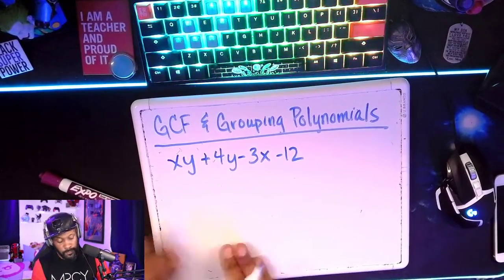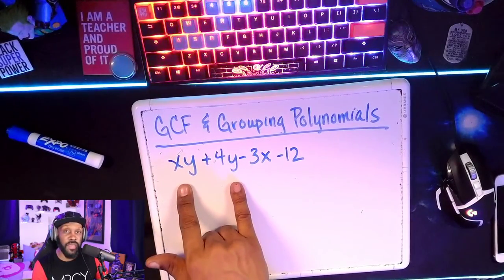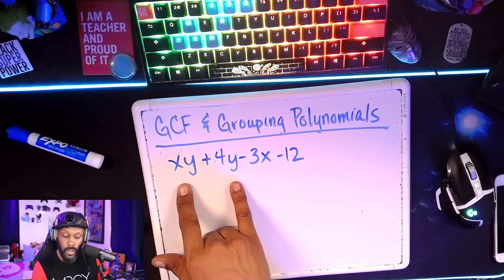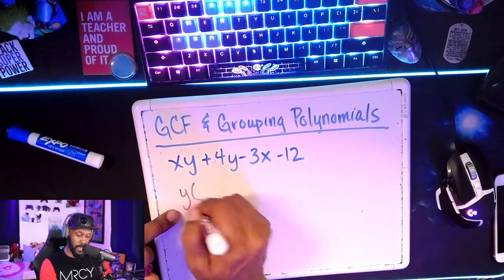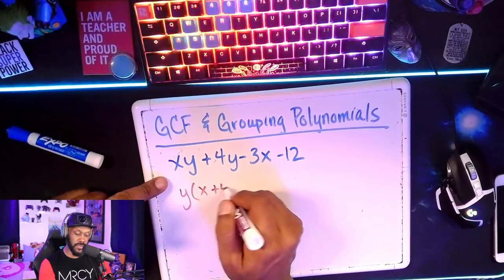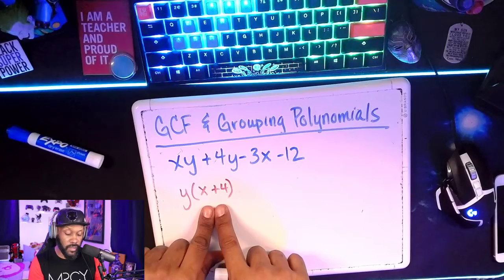What do you mean? Well, I could look at these first 2 terms. Do they have something in common? Oh, they do. They have a y. So if I factor out that y, I'm left with x plus 4. This gives me a clue.